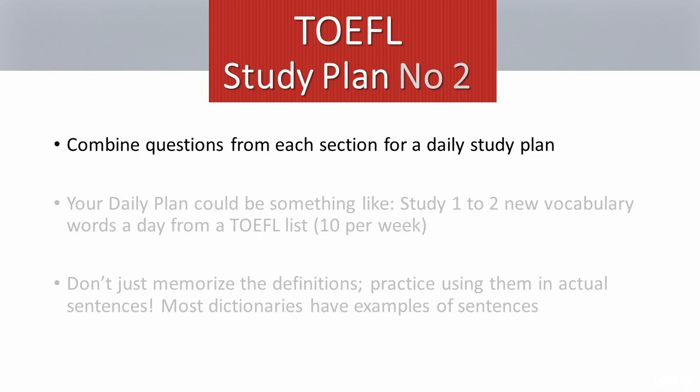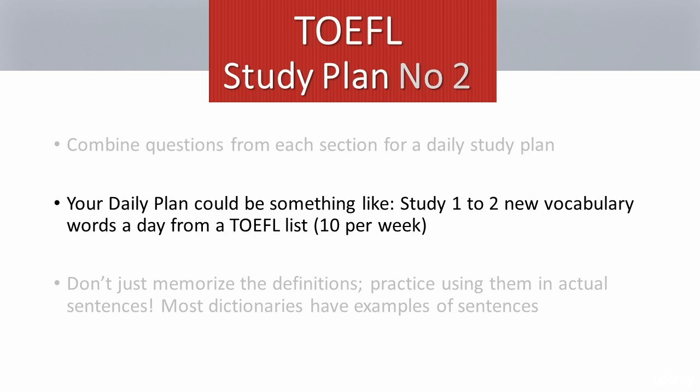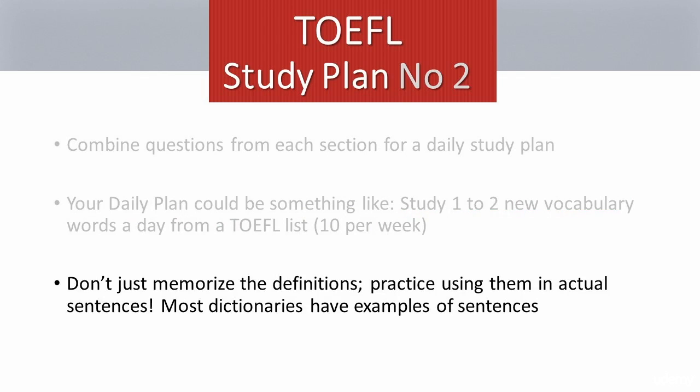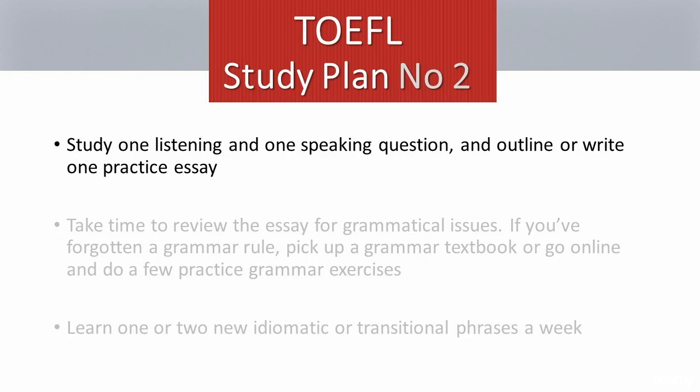Plan number 2. Combine questions from each section for a daily study plan. Here's one way you could structure a daily study plan that addresses each section of the test. So your daily plan could be something like study 1 to 2 new vocabulary words a day from a TOEFL list, 10 per week. Don't memorize the definitions. Practice them in actual sentences. Most dictionaries have examples of sentences. Study 1 listening and 1 speaking question, and outline or write 1 practice essay.